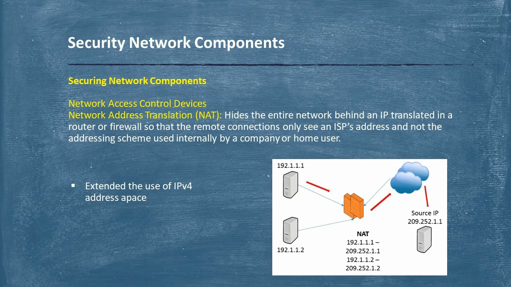Now NAT. We talked about NAT, that is network address translation. It hides the entire network behind an IP address translated in a router or firewall, so remote connections only see the ISP's IP address and not the address scheme used by the company. Here in the figure you can see the actual IP address of this host is 192.1.1.1 and then 192.1.1.2, but to an outsider it will be a different one. It is 209.252.1.1, and similarly it is a translated address.